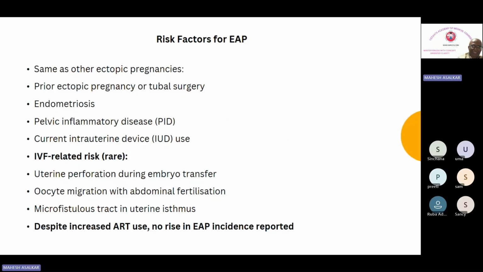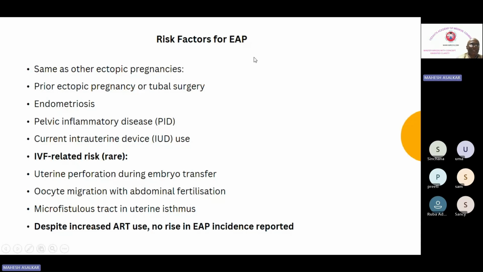Then what are the risk factors for early abdominal pregnancy? They are the same as for other ectopic pregnancies: prior ectopic pregnancy or tubal surgery, endometriosis, PID, and current intrauterine device use. So these are the high risk factors for the development of abdominal ectopic.